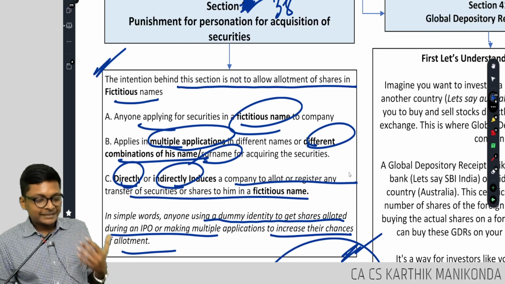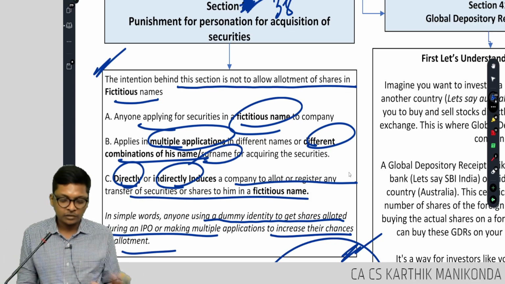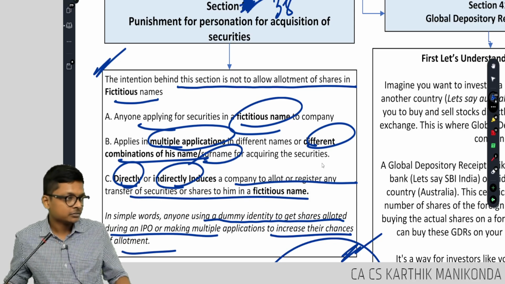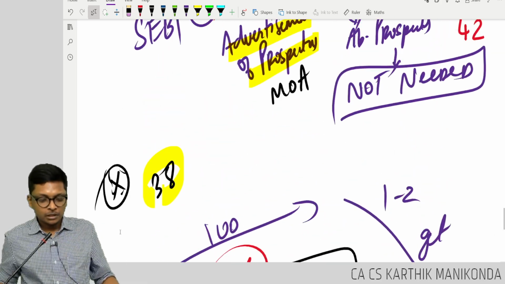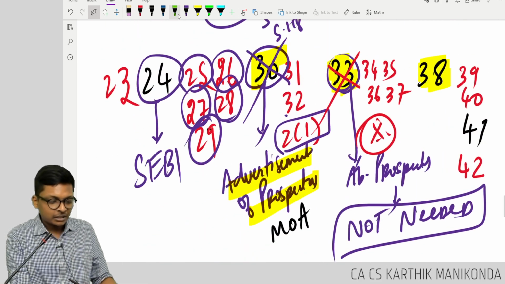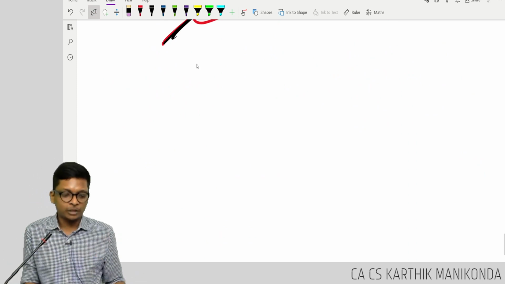But the examiner knows that this section is not specifically excluded as of now. Are you following? Easier. Section 38, what to remember? Fictitious name. So again, let me revise these sections. Sir, for the exam, what is the key point I should remember, sir? I don't have time now.